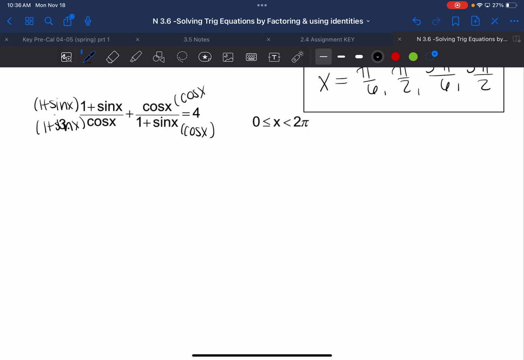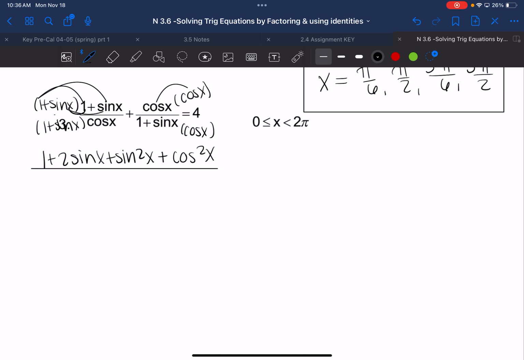Okay, so in the top of that first fraction, I'll have 1 times 1, which is 1. 1 times sine. Sine times 1. Another sine, so I've got 2 of those, right? And then sine times sine, which is sine squared. Good. And then in that second fraction, so plus, cosine times cosine is cosine squared, right? And they all now have that common denominator of 1 plus sine of x times cosine, right?